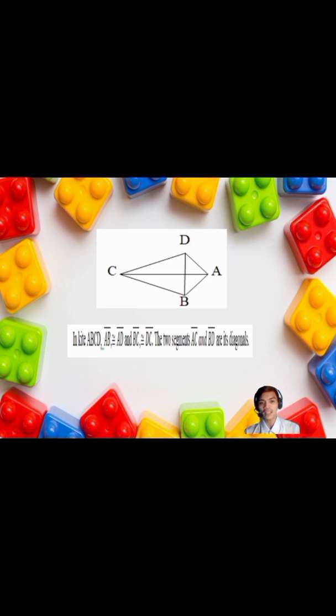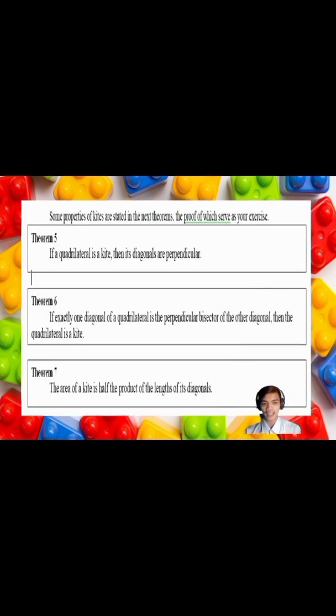So when we say diagonal, ito po yung nagbabisect, no? Yung line na nagbabisect sa isang quadrilateral. And the last slide po tayo, which is yung mga theorems. Okay? Yung nagpapatunay na ang quadrilateral na to ay kite. So, some properties of kites are stated in the next theorems, the proof of which serves as your exercise. So, what are those? First, if a quadrilateral is a kite, then its diagonals are perpendicular.